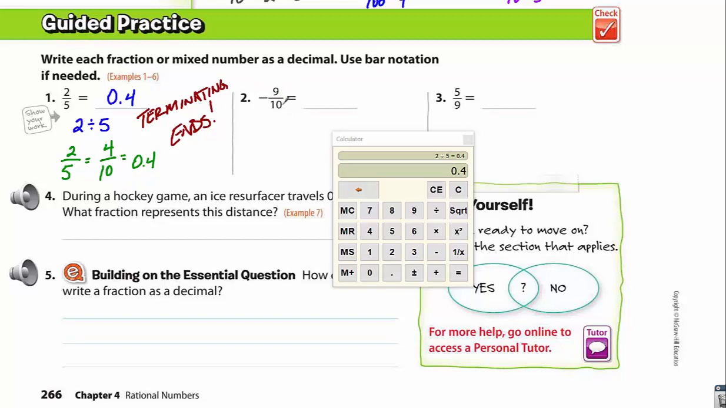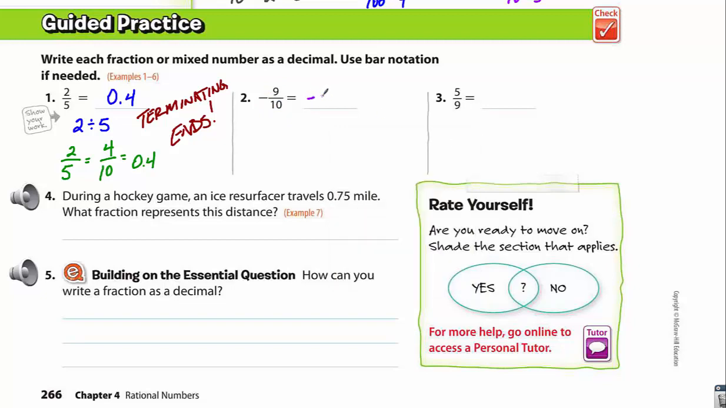-9/10. Again, in the tenths place. First thing I can do without doing any computation is put a negative sign in, because if it's a negative fraction, it's a negative decimal. And then I have the 9/10. So it's less than 1, which means it starts with a 0, and then the 9.